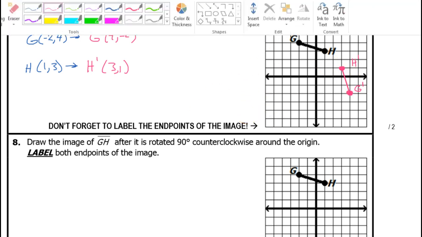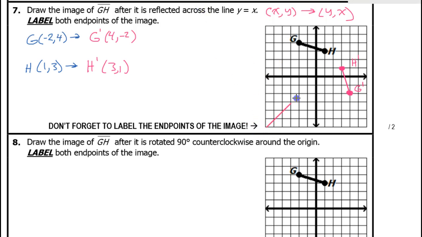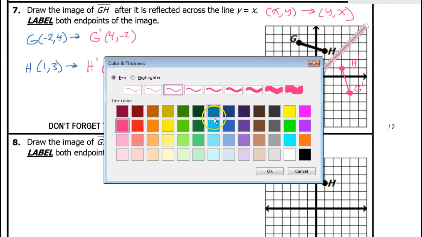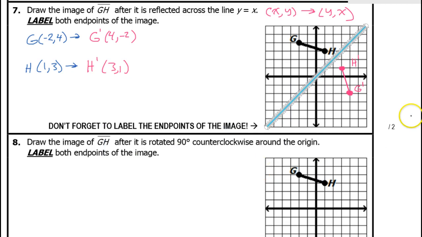Now, if you wanted to do it graphically, this is what you would do. The line y equals x is a diagonal line going straight through the origin with a slope of 1, up 1 over 1. Hold on, I'm going to make this blue. Okay, that's the line y equals x. So graphically what you would do is look at point H, and it is diagonally 1 square away from the line. So if I diagonally count 1 square to the opposite side of the line, that's where H prime will be. So there it is.